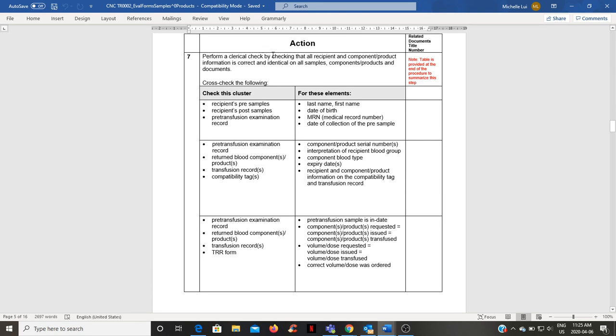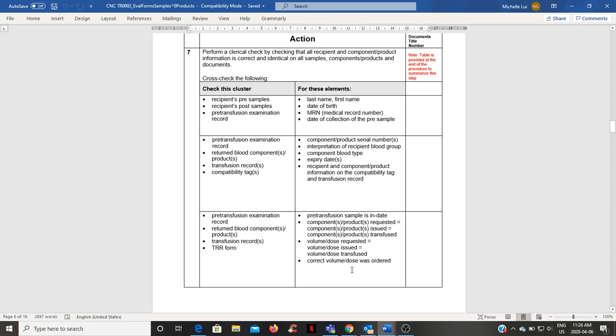Perform the clerical check by checking that all the recipient and component product information is correct and identical on all samples, components, products, and documents. This is including your lab information system. So you're basically checking everything for everything, right? So you're going to be very thorough here and checking every little detail on every piece of the record. Okay.